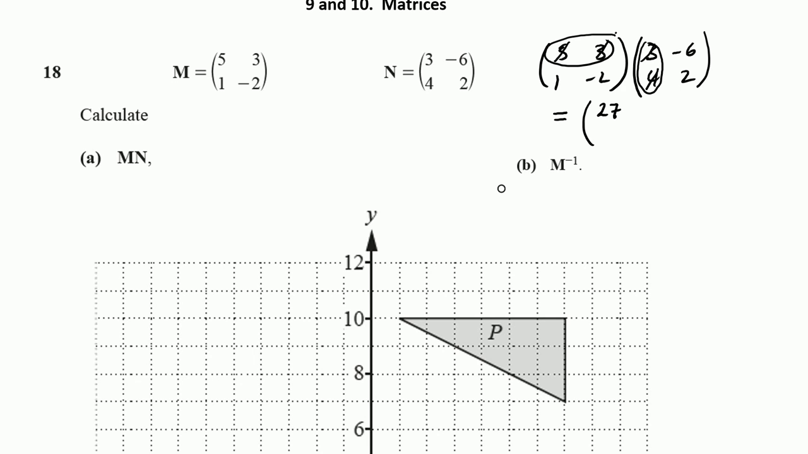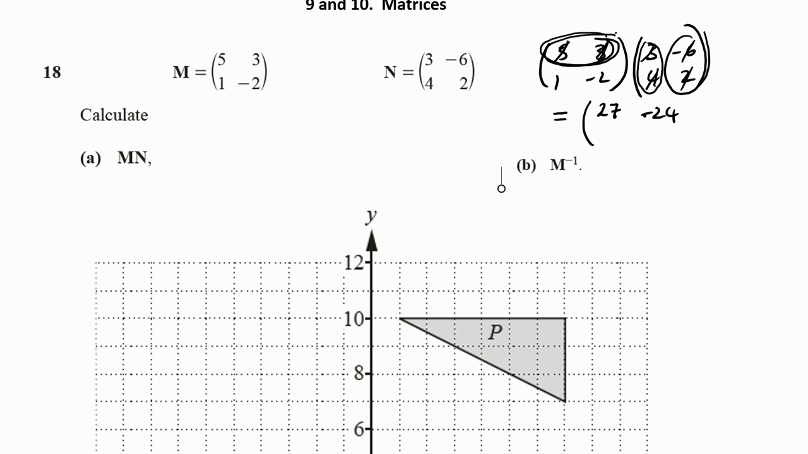Now in the next part of the calculation, I'm doing the number that goes in the first row, second column. So I'm going to multiply the numbers in the first row of the first matrix with the numbers in the second column of the second matrix. So that's 5 times minus 6, which makes minus 30. And then I've got 3 times 2 is 6, and I'm adding together minus 30 and 6 to get minus 24.